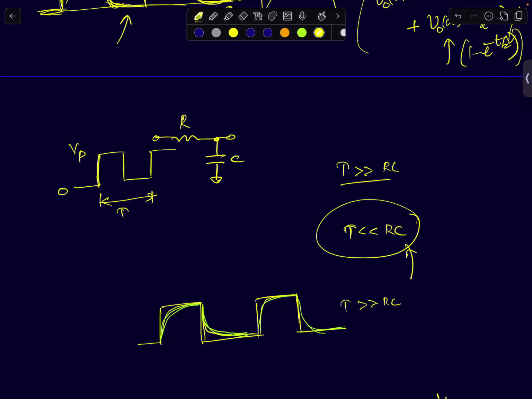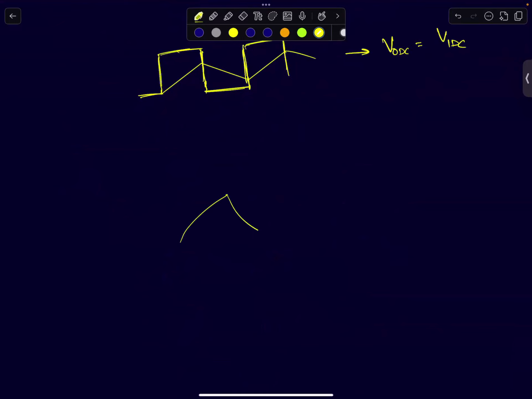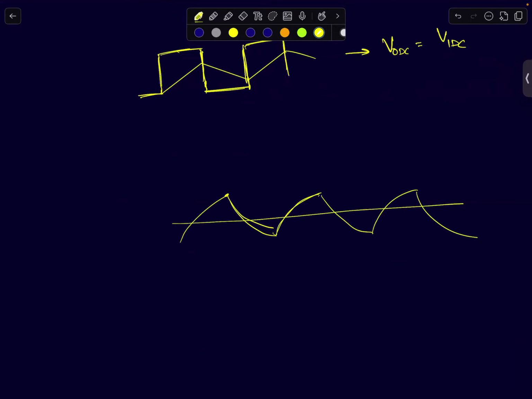Here we can draw a wide set of intuitions. Yeah, so it won't reach the highest value. That's right. Because it won't get time to reach the highest value, it'll do something like this. It won't even get time to reach the peak value; it will go to a lower value. Now, can you tell me, if I measure the DC average value of this waveform, what will be the DC average value at the output?